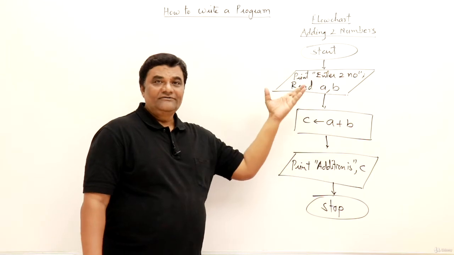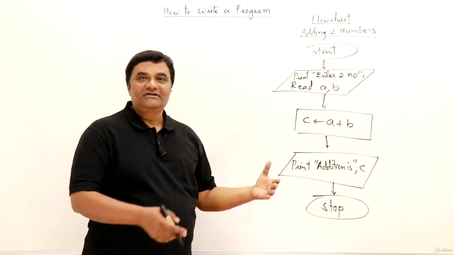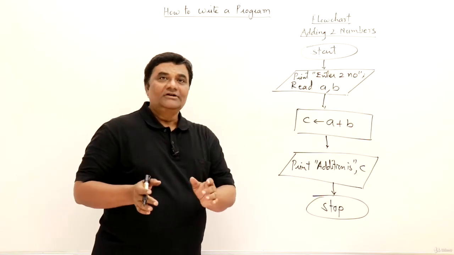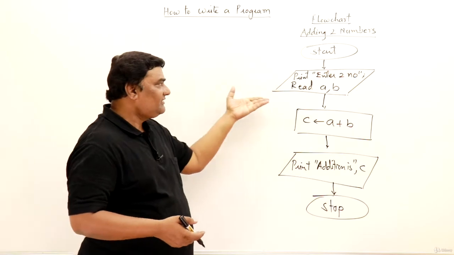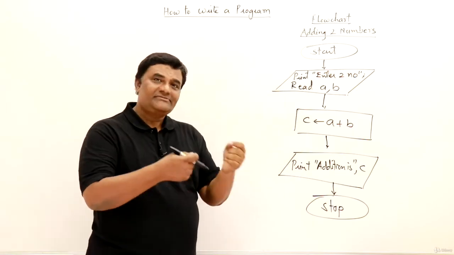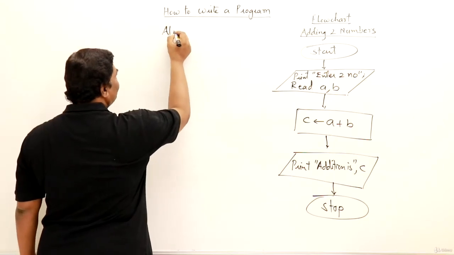This is how the flow chart for adding two numbers looks. Now, same thing, I will write it as an algorithm using pseudocode. So what is pseudocode? This is pseudocode. This is not C language code. So let us write an algorithm for adding two numbers.